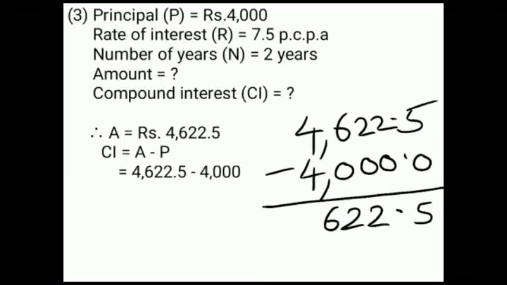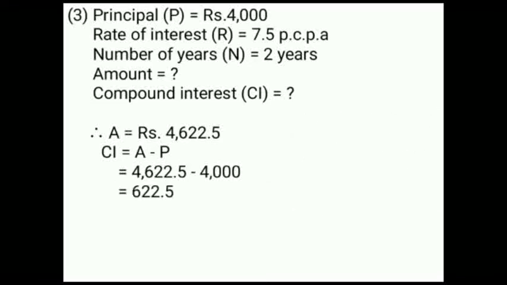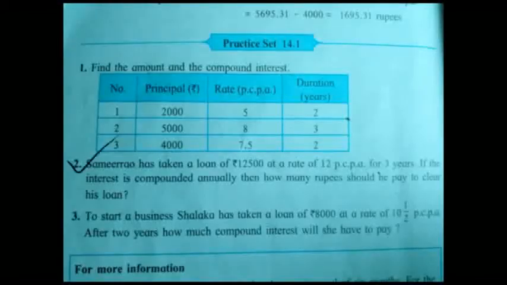After subtracting 4,622.5 minus 4,000.0, I am getting the answer 622.5. That is equal to 622.5. Therefore, compound interest is equal to rupees 622.5. Next, Samir Rao has taken a loan of rupees 12,500 at a rate of 12 percent per annum for 3 years.